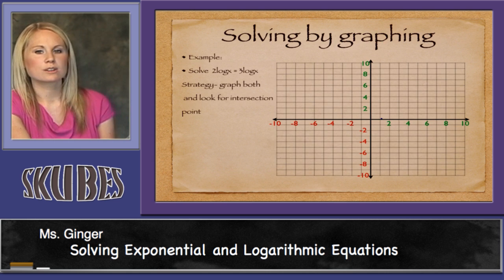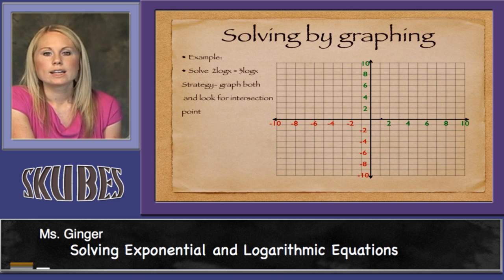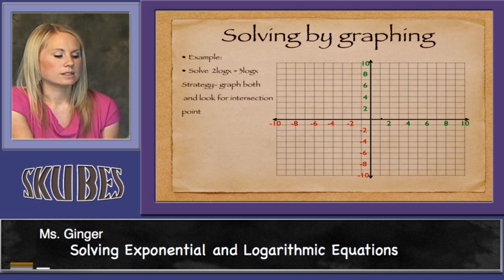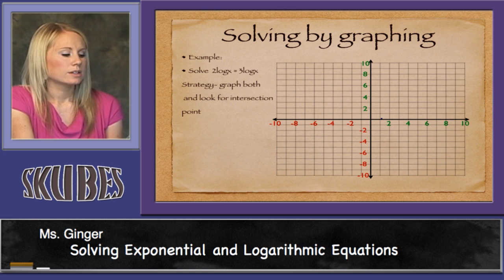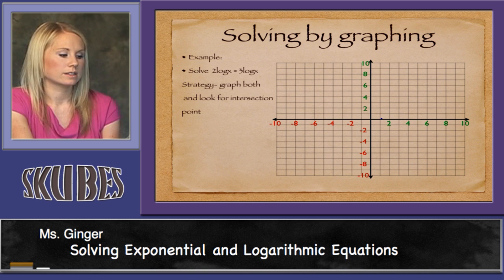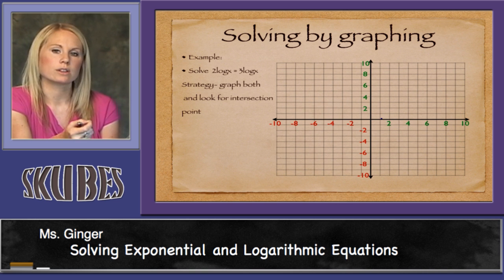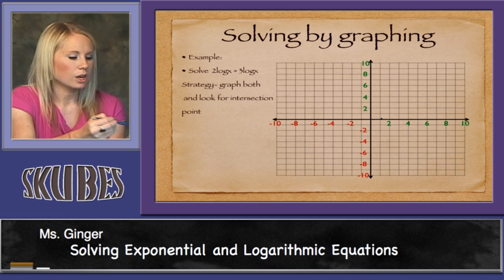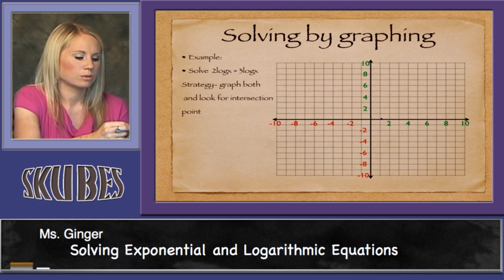All right, the last approach we talked about was solving graphically. You can solve any system of equations graphically, whether you've got 2 or 3, as long as you graph them all and look for that intersection point or region. So that's what we're going to do. We're going to graph 2 log x and 3 log of x, and we're going to see which point matches both. Which point do they share? Where's the intersection point?